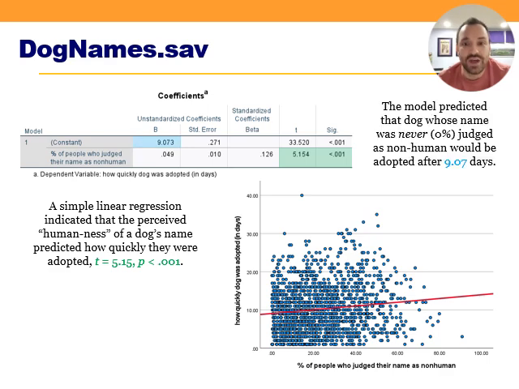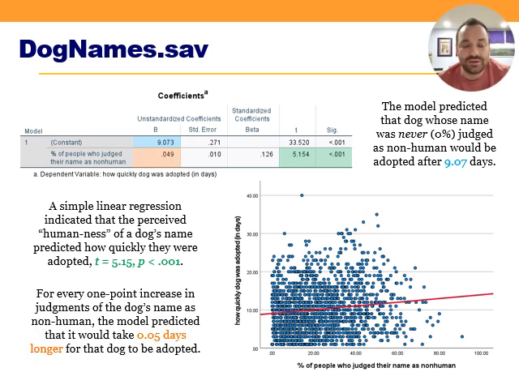Next, we're going to look at the value of alpha, which in this case was 9.07. Remember that alpha is the predicted value of y, in this case for a dog, with an x score of 0. So if everyone judged this dog's name as human, or in other words, no one judged this dog's name as non-human, we would expect a dog like that to be adopted after 9.07 days. Below that, we have the value of b, our slope, which we'll round to 0.05.